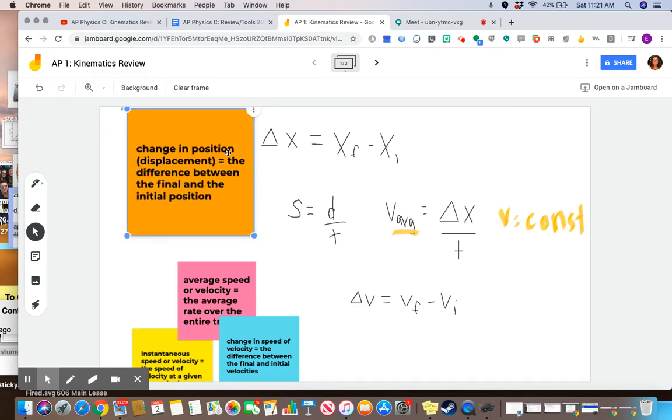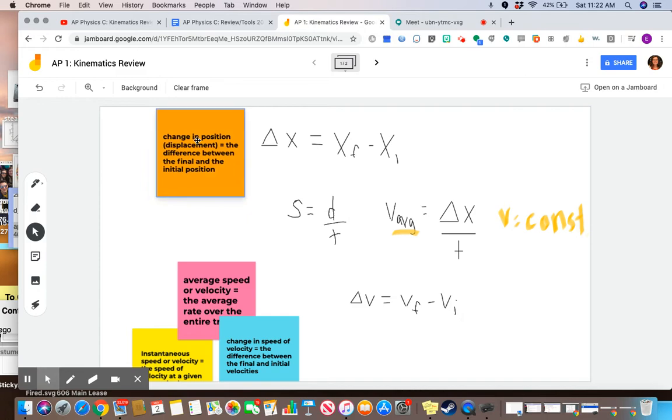So change in position, aka displacement, is the difference between the final and the initial positions, right? So we know that delta x equals x final minus x initial. So final minus the initial. Anytime we have delta or change in, it's final minus initial.